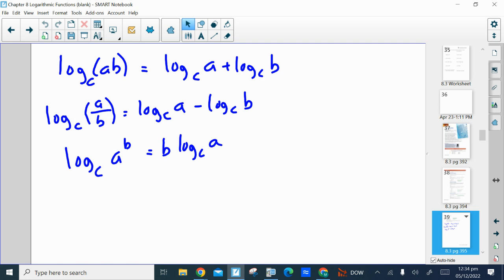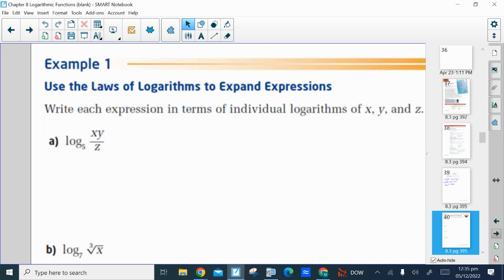And the power law of logs says the log of a power can be written with the exponent in front as a coefficient. That's the power law. And these laws work in both directions. You can go from the left side to the right side, or you can go from the right side to the left side in each case.